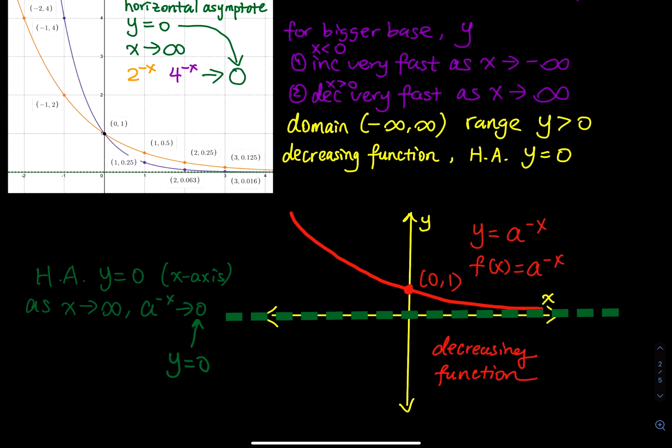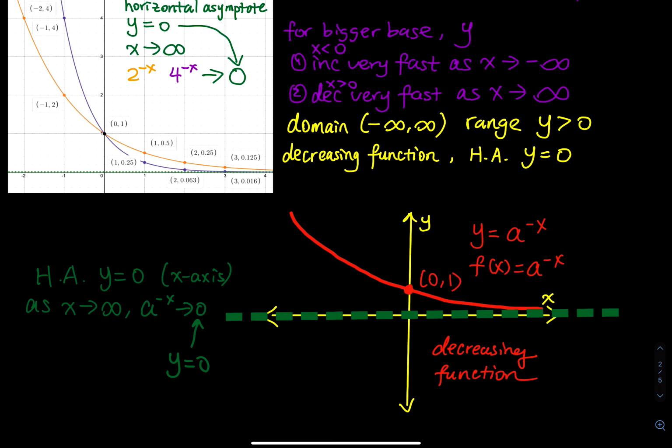In general, this is an exponential function with a negative exponent, a to the negative x, and it is a decreasing function. The y-intercept is at 0 comma 1. For the functions that we just did, the y-intercept is at 0 comma 1 as well, because when x is equal to 0, any non-zero base raised to the 0 exponent is just equal to 1.